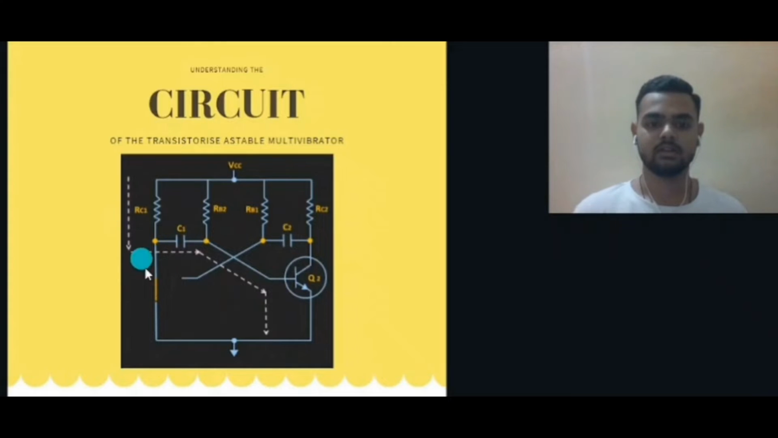Let us assume Q1 goes into saturation first, so the collector emitter terminal of the transistor will act as a short circuit. Now, up to this point, when transistor Q2 was conducting, some charge got accumulated across the capacitor. Due to that, the voltage across this capacitor C1 is equal to Vc1. Now as soon as the transistor Q1 is short circuited, one end of the capacitor is grounded.